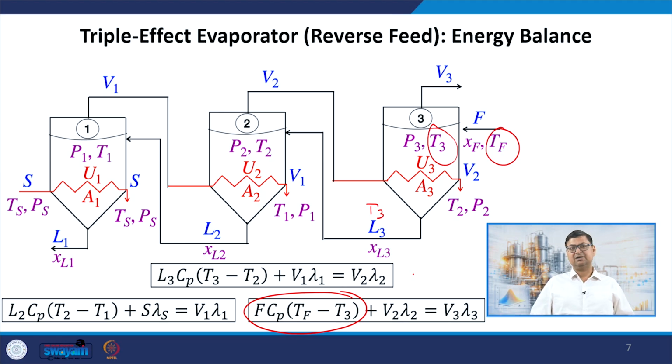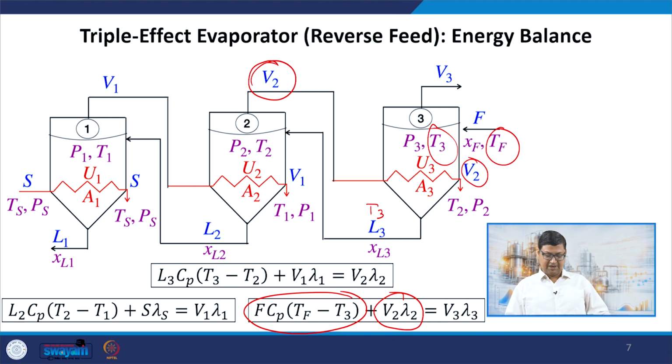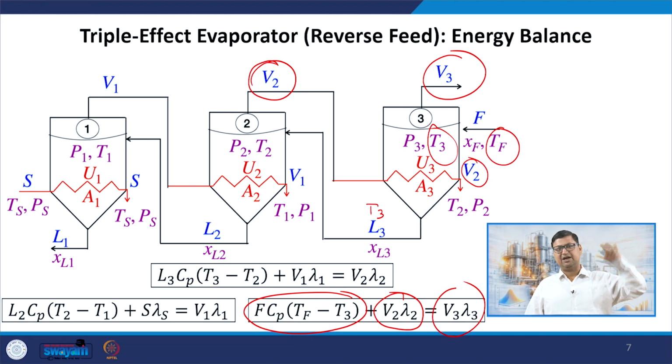The vapor V2 is now the heating media. So V2 lambda 2 is the latent heat that we get from the condensation of that V2, which gets condensed here. That is my heating media. And the vapor that is going out of the third effect is now carrying this energy, that is the enthalpy of the vapor going out, right? And of course, I have done the same kind of math which I had done earlier.